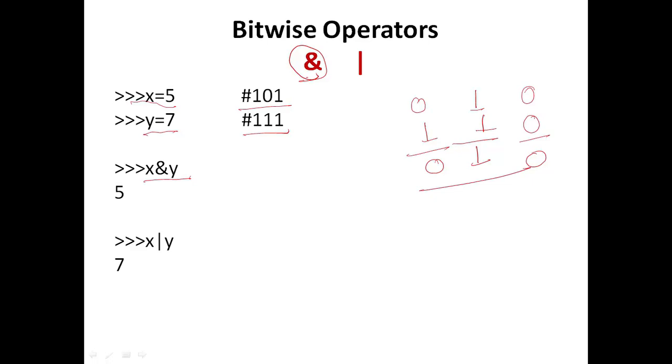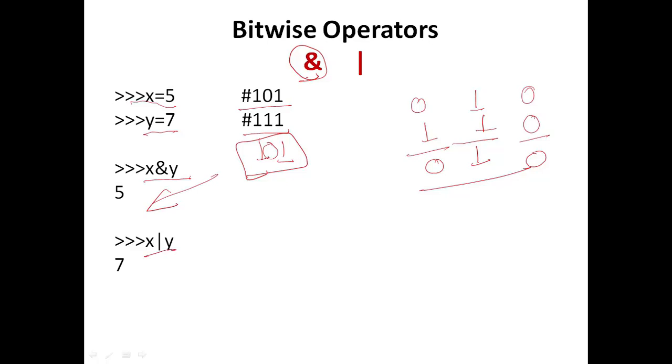So keeping this in mind, if we evaluate x bitwise AND y, we will get 1 and 1 as a 1, 1 and 0 as a 0, and 1 and 1 as a 1. So you get a value 101, which is equivalent to 5. So that's why you are getting this answer 5.